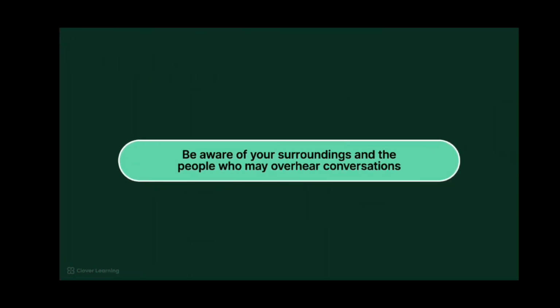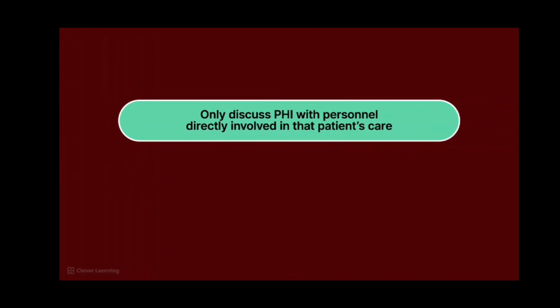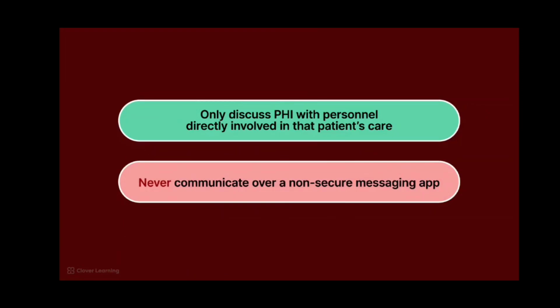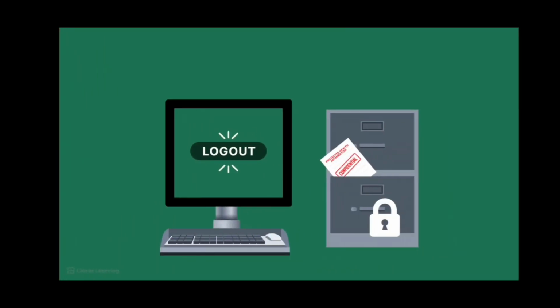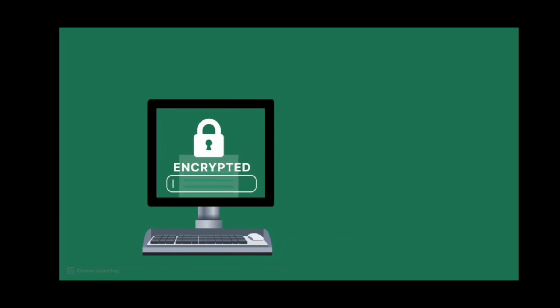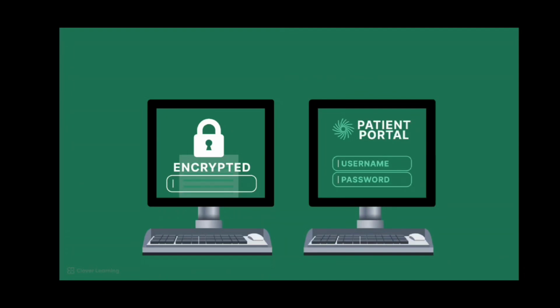To avoid making these violations, be aware of your surroundings and the people who may overhear conversations. Only discuss protected health information with personnel directly involved in that patient's care, and never communicate patient information over a non-secure message app. You should be sure to refile physical records and lock or log out of your computer screen when walking away from the workstation. Facilities should have clear policies regarding the electronic sharing of PHI and utilize secure methods for doing so, like encrypted email or secure patient portals.